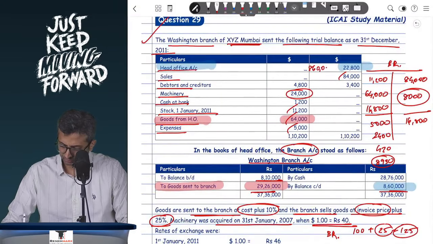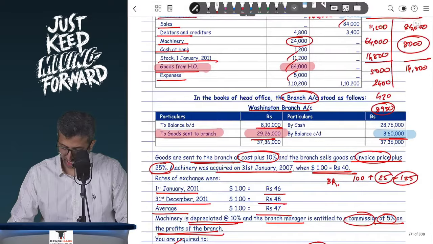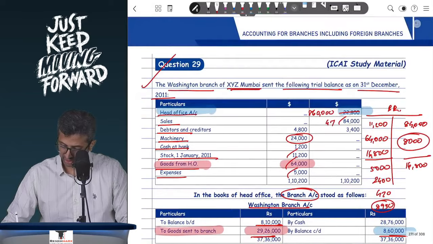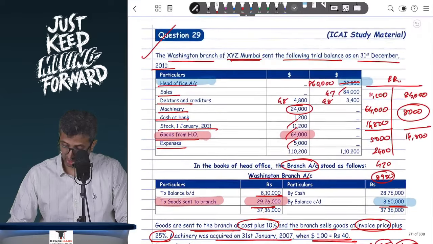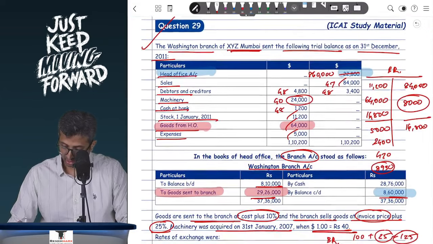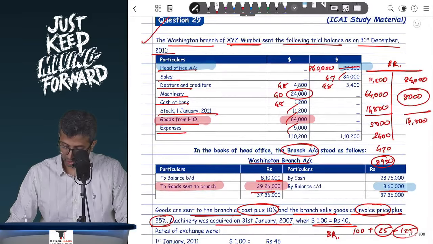actuals. Then you will have sales. Sales will be converted at average rate 47. Debtors, creditors, closing rate 48. Machinery at the historic rate, I believe this is 40. Cash at bank again at the closing rate 48. Stock, this is at the opening, this is 46, I believe.